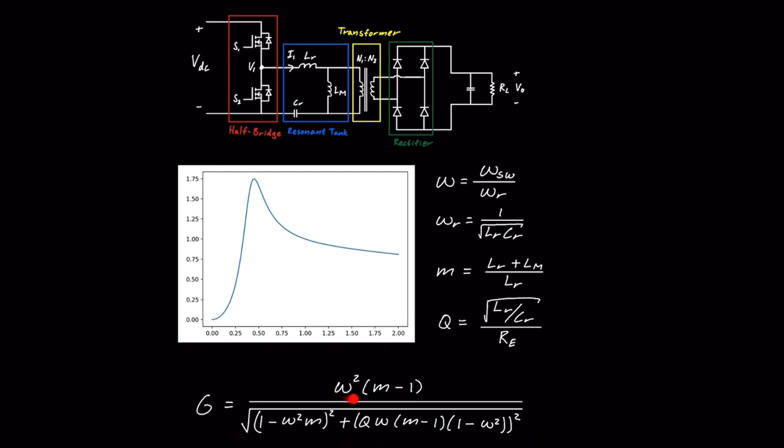And W, or omega, is the per unit value of the switching frequency with a base of omega r. And here is omega r, and this is M, and this is Q, the quality factor. So this is the plot that we get if we plot this function with Q equal to 0.3 and M equal to 6. You can find the script for this plot in the bio.